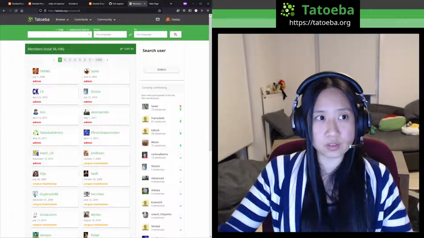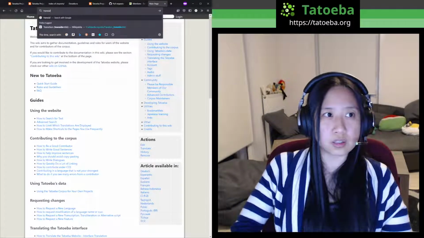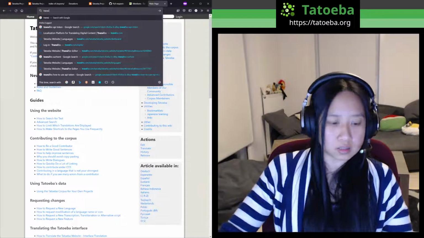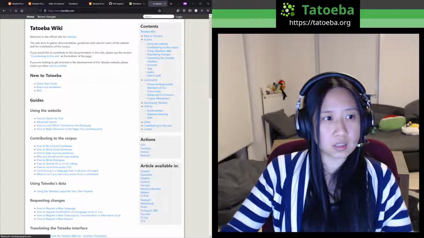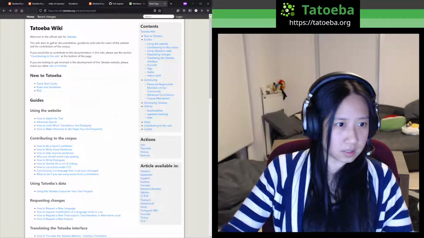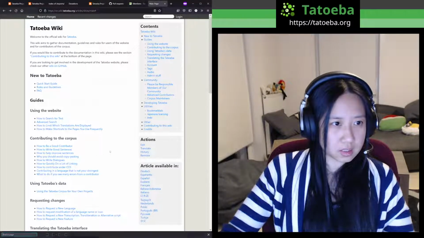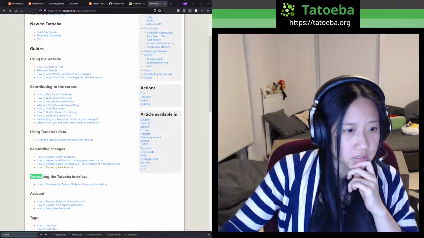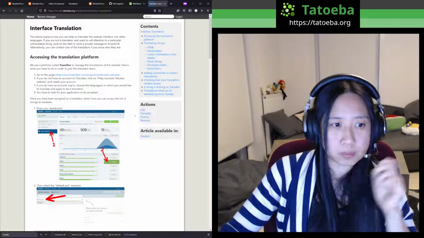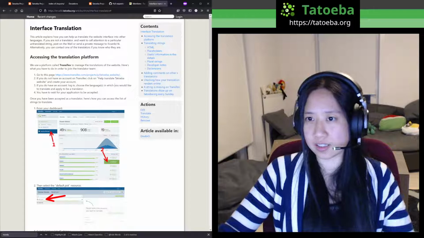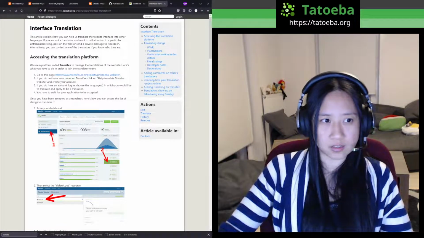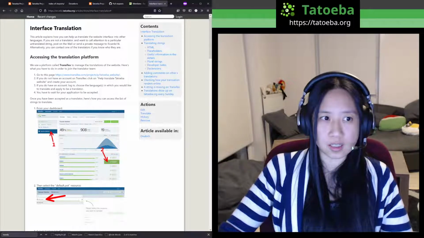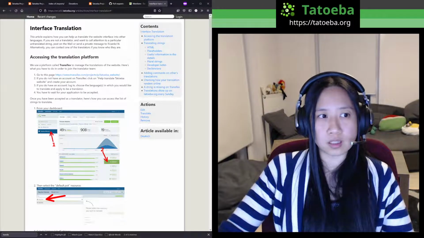Then we have two last things. Translation: the translations of the UI itself, as I've shown earlier. I'm not logged in, but actually let's stay here. We have a page from the wiki on translating the interface, in case somebody wants to help us translate the interface. Those would be the steps.